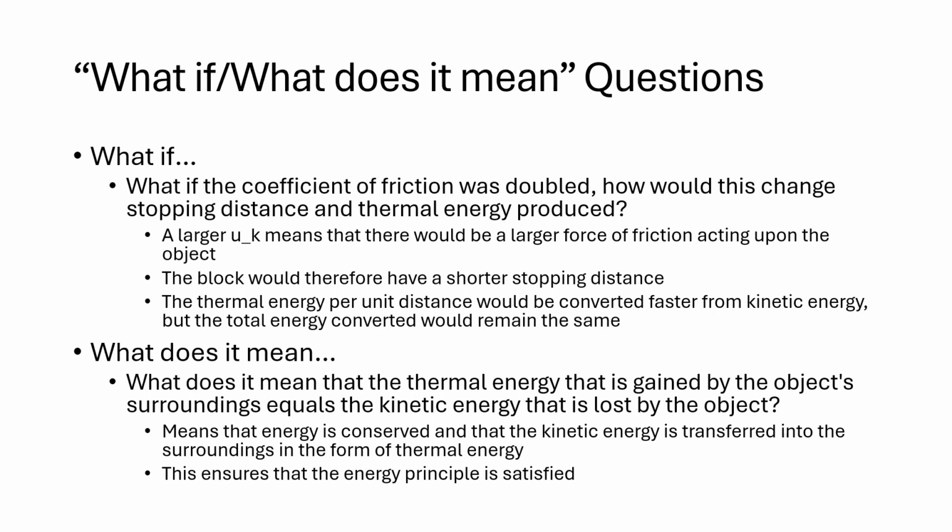And for my what does it mean question: what does it mean that the thermal energy that is gained by the object's surroundings equals the kinetic energy that is lost by the object? So this essentially means that the energy is conserved and that the kinetic energy is transferred into the surroundings in the form of thermal energy. The energy is actually not lost, it's just transferred to the surroundings. And this ensures that the energy principle is satisfied.